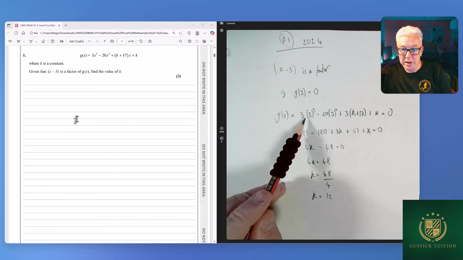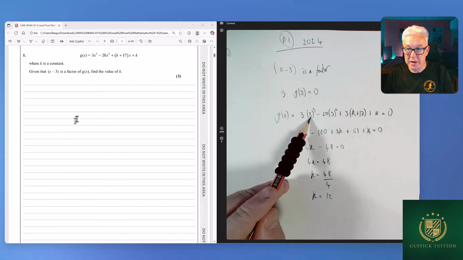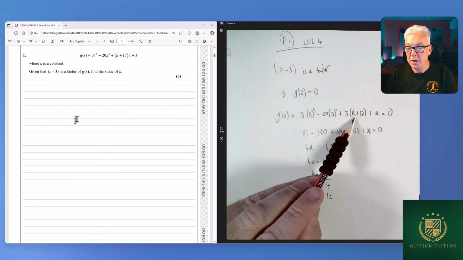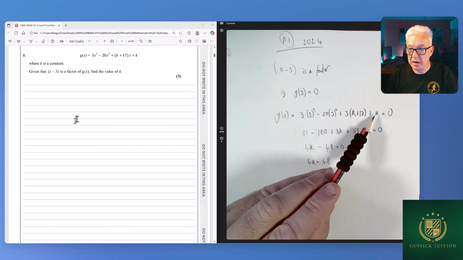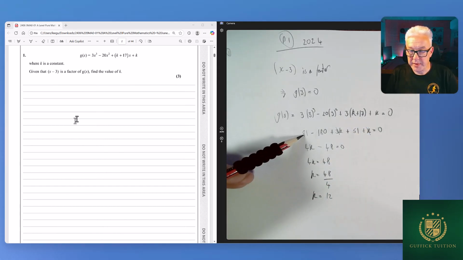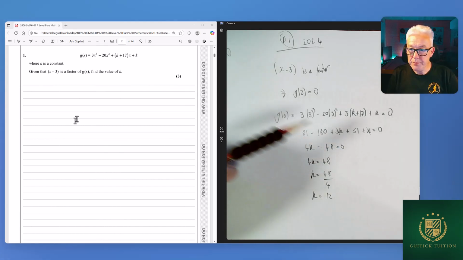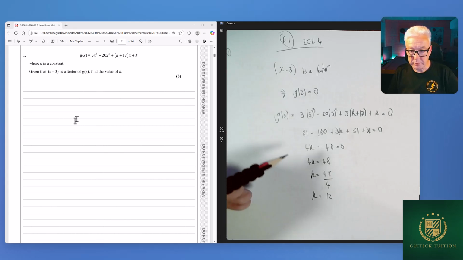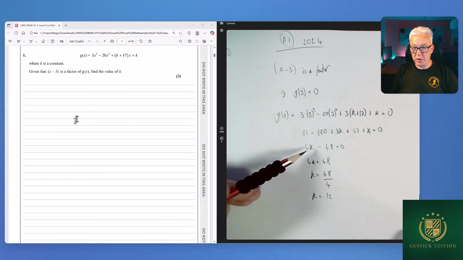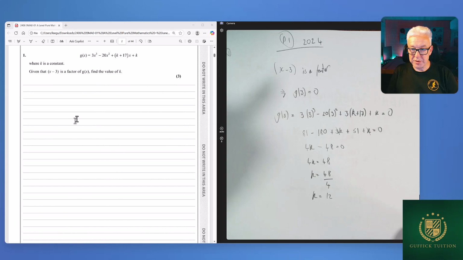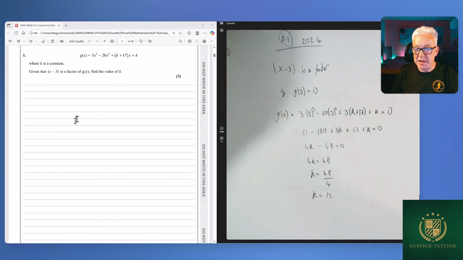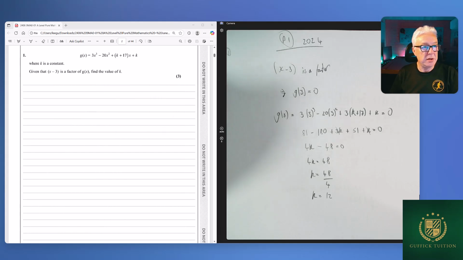So first of all, g of 3 is going to be 3 times 3 cubed minus 20 times 3 squared plus (k plus 17) times 3 plus k. And we work that out, that turns out to be 81 minus 180 plus 3k plus 51 plus k equals 0. Collecting like terms gives us 4k minus 48 equals 0. So then we add 48 to both sides and then finally divide by 4. And that gives us that k is equal to 12. So k is 12 is the answer to our first question on this paper.